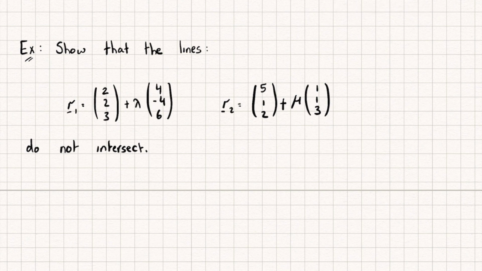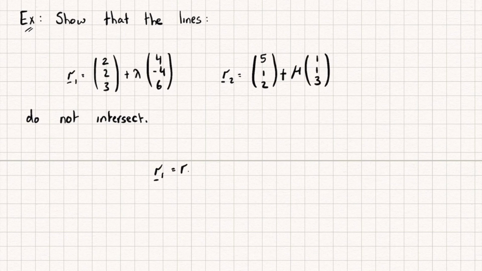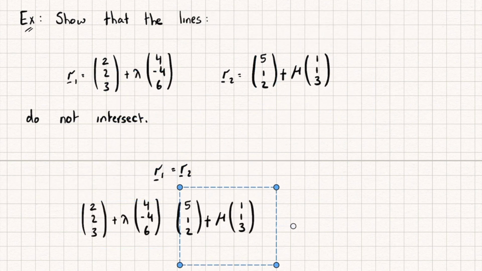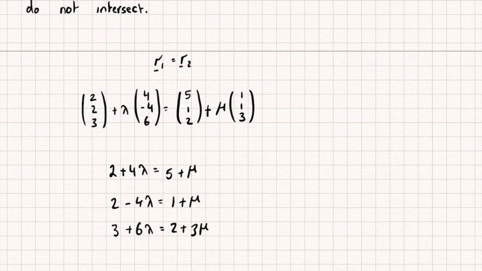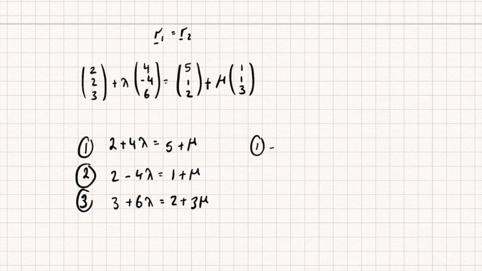So let's have a look here where we're trying to show they do not intersect. So R1 equals R2, that's what we would have if they intersect. So let's put these two together and get our simultaneous equations like before. So we bring both of these things down. We're then going to get our equations: 2 plus 4 lambda is equal to 5 plus mu; 2 minus 4 lambda is equal to 1 plus mu; 3 plus 6 lambda is equal to 2 plus 3 mu. So equations 1, 2 and 3. What we can do here is do equation 1 subtract equation 2, because that's then going to eliminate our mu from both equations 1 and 2. So let's do that. So 1 subtract 2, well, we get 8 lambda is equal to 4, which is going to imply that lambda is equal to 1/2.